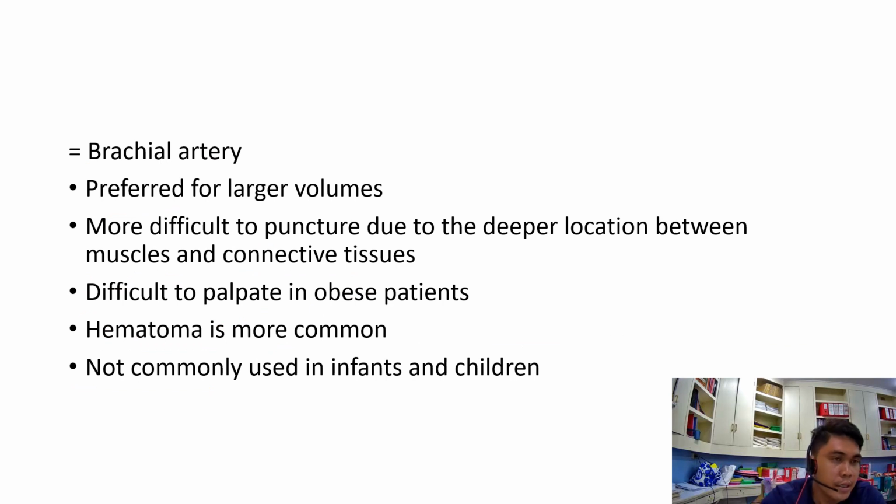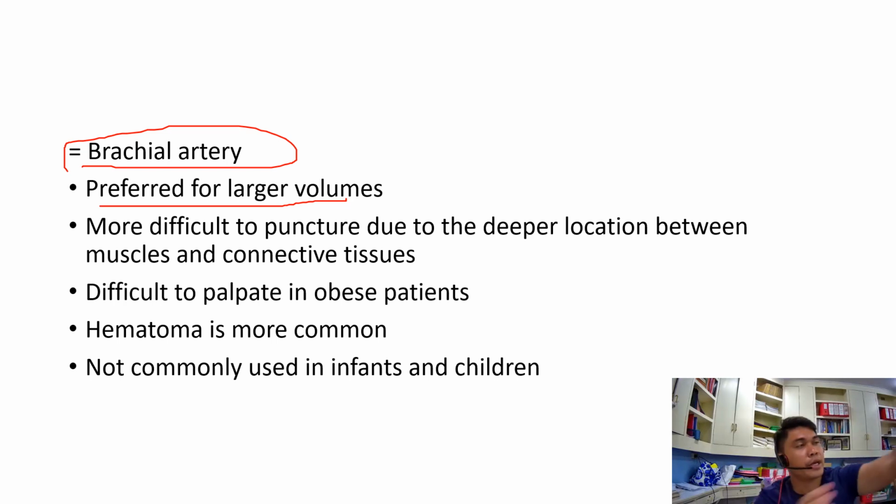Next is the brachial artery, preferred for larger volumes, but more difficult to puncture due to its deeper location between muscles and connective tissue. So the brachial artery is near the basilic vein. Okay, that's why the basilic vein is the third option. Remember the first option is the median cubital, the next is the cephalic, and the third is the basilic.